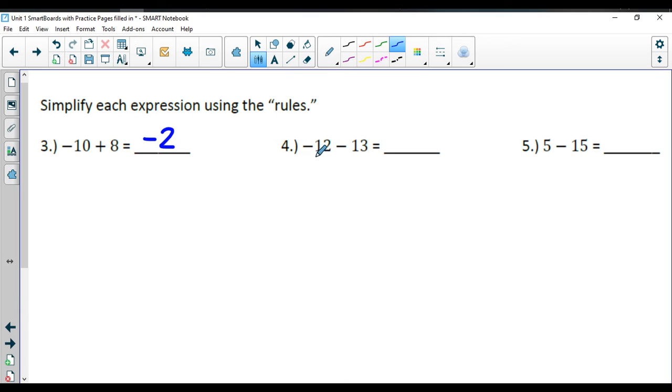For question number 4, you have a subtraction problem. So you're going to make 2 marks. Stays the same, change to addition, turn to opposite. You get -25. For number 5, same, changes to addition, opposite. 5 plus a -15. There are more negatives, and there's 10 more negatives. So your answer is -10.